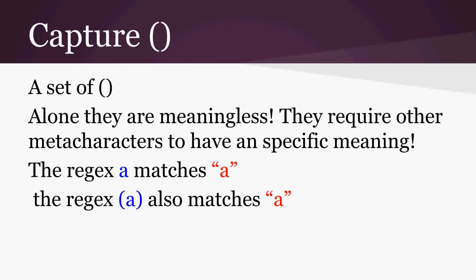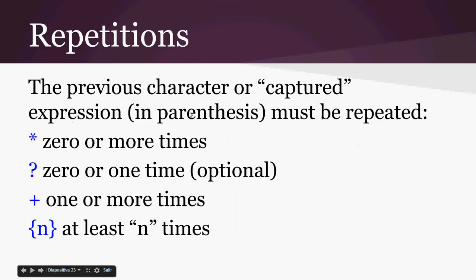The capture is just a set of parentheses, and alone they are totally meaningless. They require other metacharacters to have a specific meaning. For instance, this little a matches this a. But if I put this a in parentheses, it will match only a. The parentheses are totally meaningless unless they are escaped. If you escape the first parenthesis, it will require that it match the a in parentheses in that case. So the repetitions mean that the previous character or a capture expression, something that is in parentheses, must be repeated.